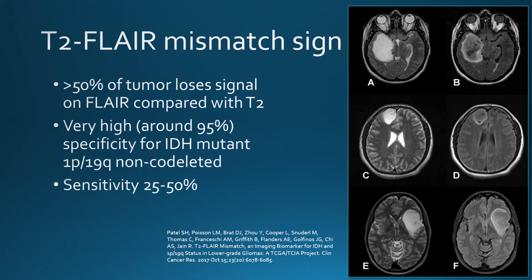So if you see this sign, the T2 FLAIR mismatch sign, you're almost certainly going to be dealing with an IDH mutant astrocytoma. Unfortunately, the sensitivity is not so high. It's only about 1/4 to 1/2 of the IDH mutant astrocytomas that will have this T2 FLAIR mismatch sign.